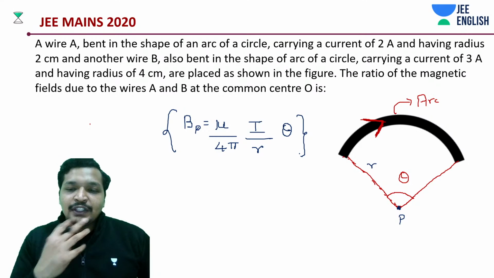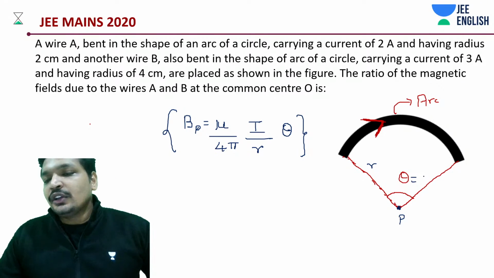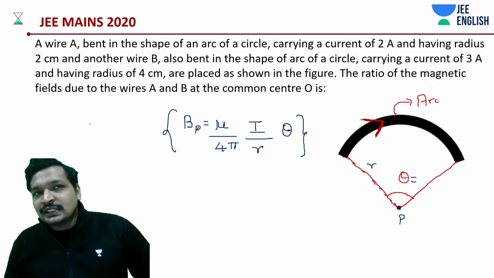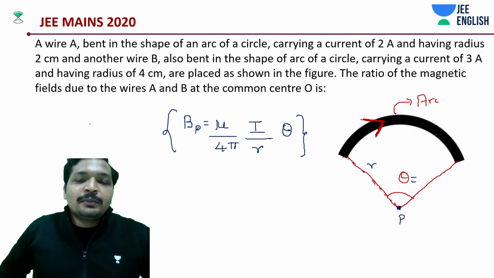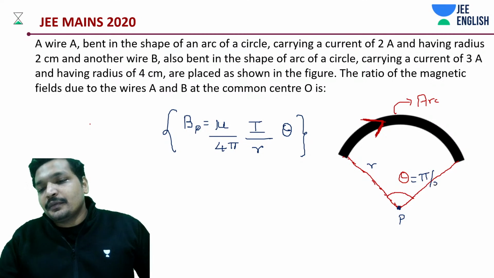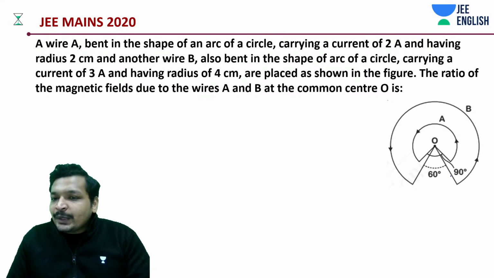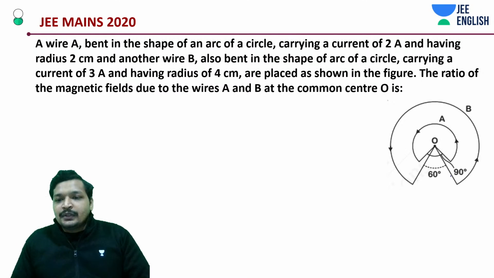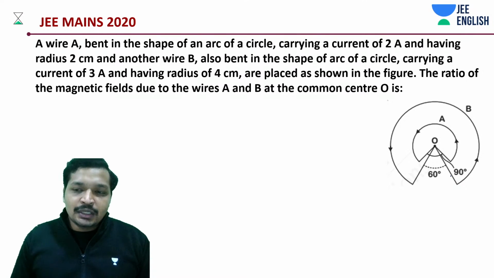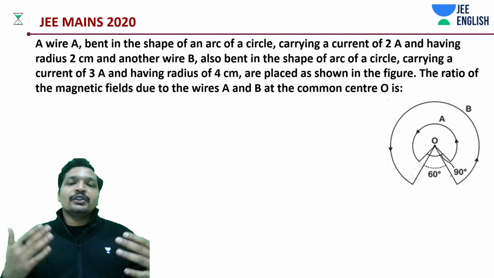Theta is the angle in radians. If this was a quarter of a circle, then what is the value of theta? You're not going to say 360 by 4, you'll rather say 2 pi by 4, which is pi by 2, not 90. Simple. Now, it's the same question, isn't it? In this case, the direction is also the same, so we need not worry about it. But if the direction was different, then you would have to worry about the sides.